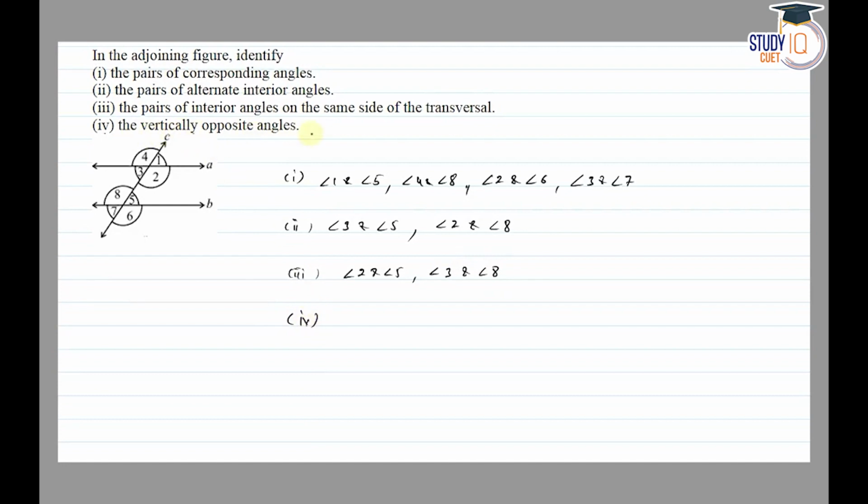Fourth is the vertically opposite angles. So ये हो जाएंगे हमारे जब टू लाइंस इंटरसेक्ट करती हैं so उनके आमने सामने वाले एंगल 1 3, 4 2. So angle 1 and angle 3, angle 2 and angle 4, angle 8 and angle 6, angle 5 and angle 7.